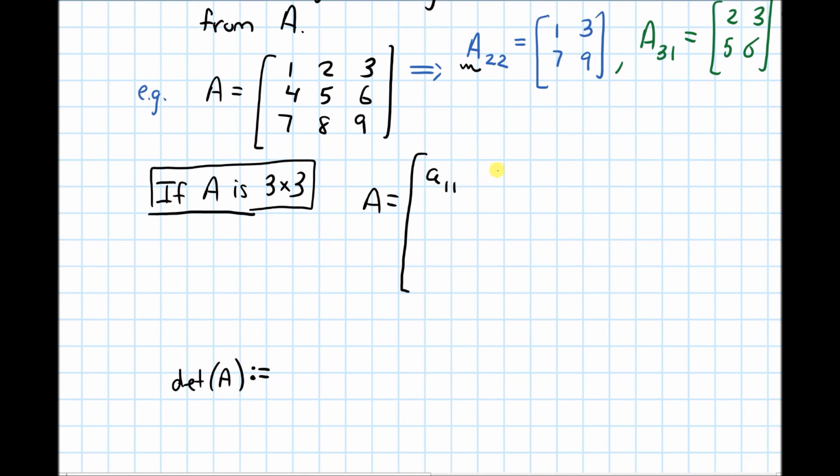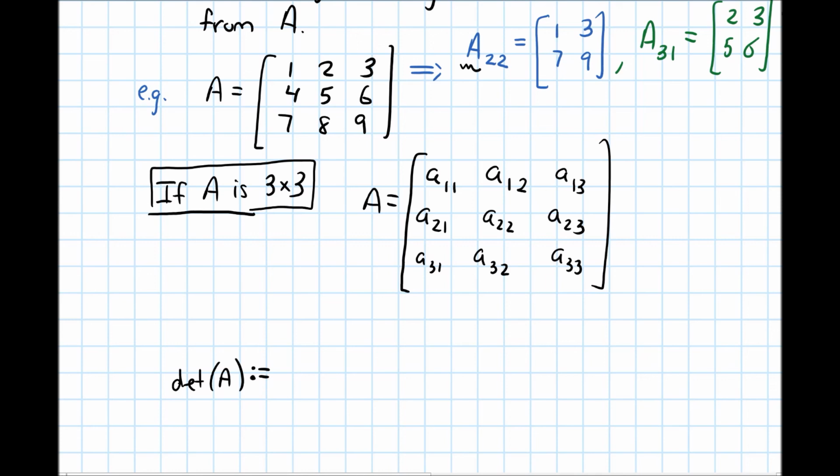The next entry in that row would be a sub 1,2. Notice that the first digit in the subscript, the 1, refers to the row, and the second digit, the 2, refers to the column. So the next entry would be a1,3 because it's row 1, column 3. The next row I would have a2,1, a2,2, and a2,3. And the third row would be a3,1, a3,2, and a3,3.